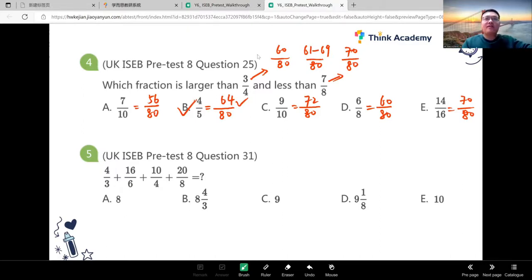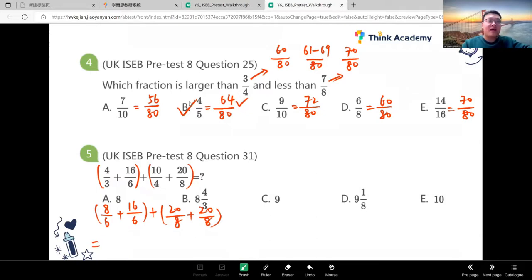Okay, and for the next question, you have to add all these fractions together to get the answer. And actually, what I'm doing is that I'm going to put these two in a bracket and these two in a bracket. Because 6 and 3, it's very easy to make the denominator the same, right? Because 4/3 is going to be 8 over 6, and you add 16 over 6. So for this one, going to be 20 over 8 and 20 over 8. And now you're ready to get the answer.